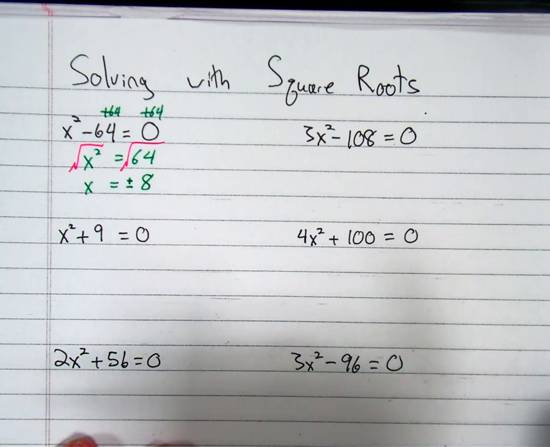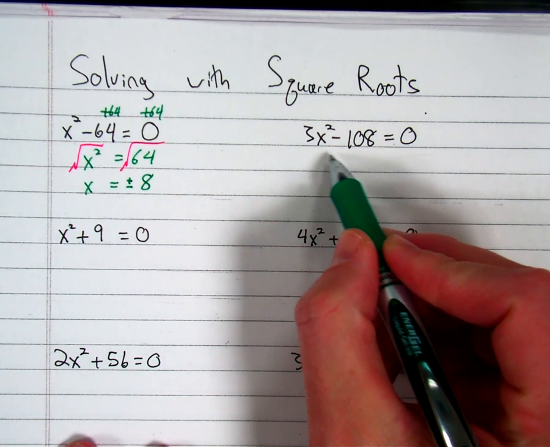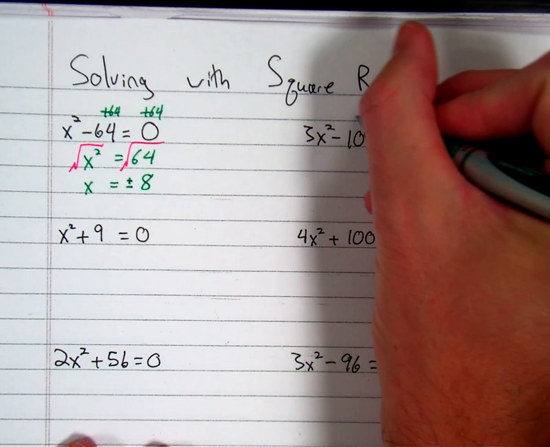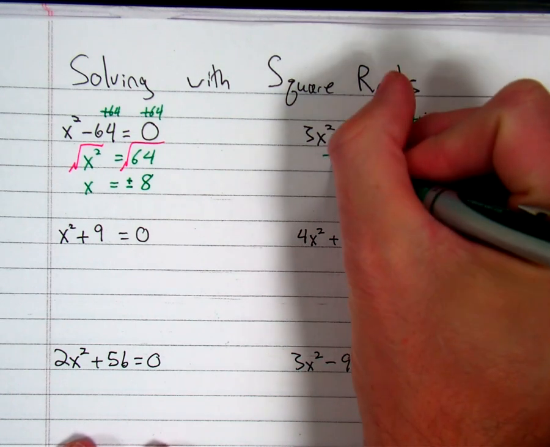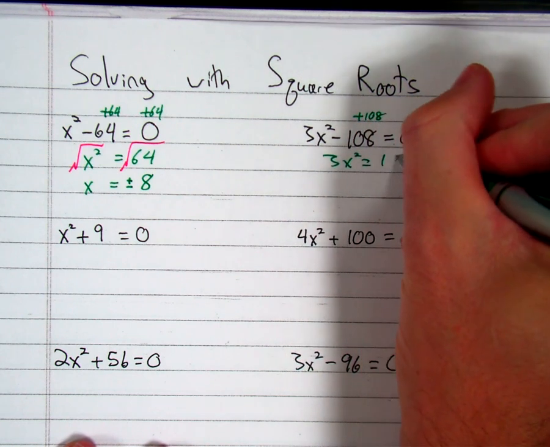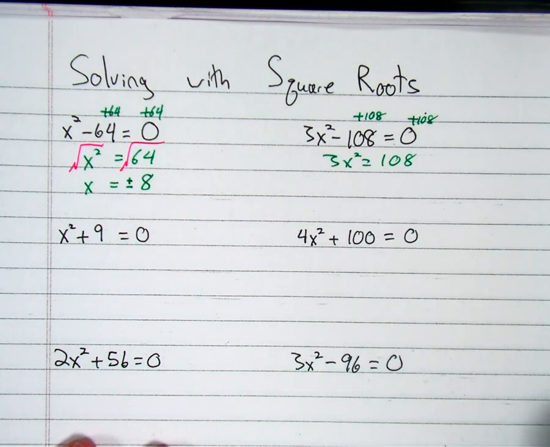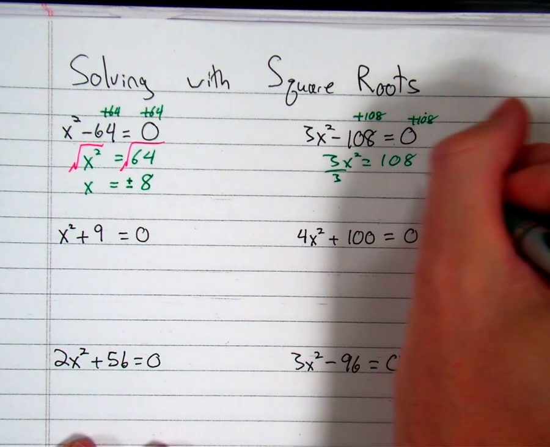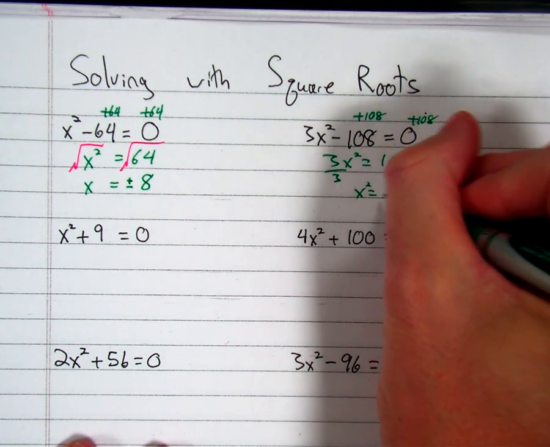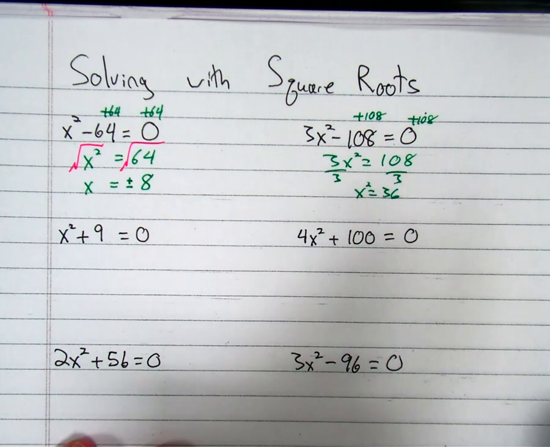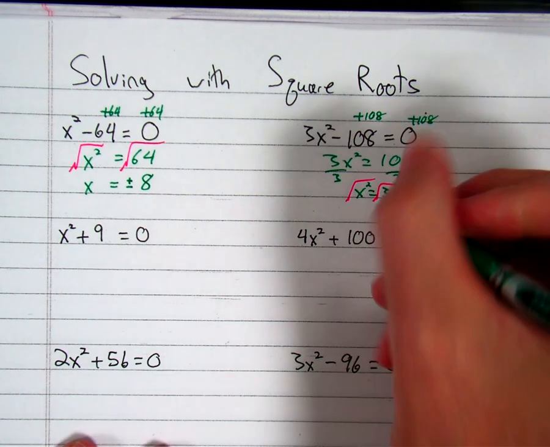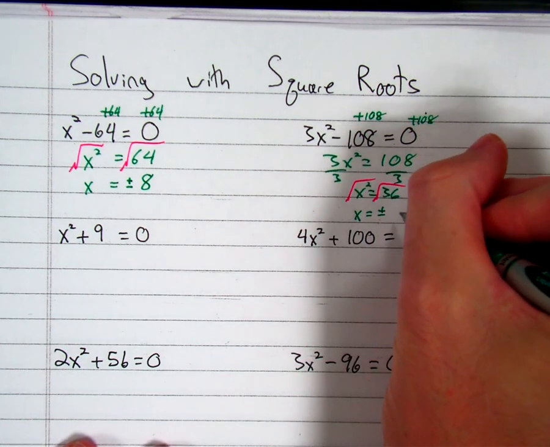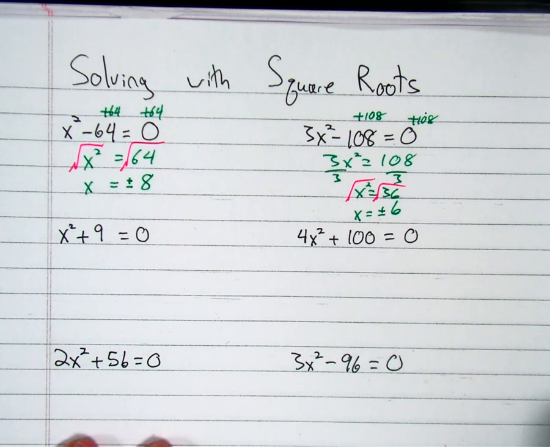Okay, let's do another one. 3x squared minus 108 equals 0. Again, we're going to just add this over. 108. Now we're going to divide by 3. 36. Square root. x equals plus minus 6. Okay, got the hang of those.